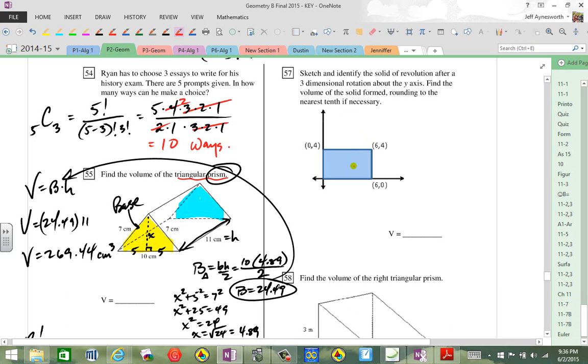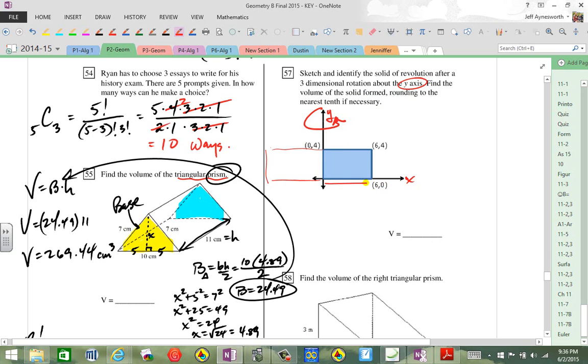So what we want to do is take this rectangle here, and we want to revolve it around the y-axis. Now here's the y-axis, and this is the x-axis. So what we want to do is revolve it this way. Okay? And we want to sketch and identify the solid of revolution after a 3-dimensional rotation about the y-axis. That's important. Find the volume of the solid formed. Okay, no problem. So we're going to swing it around this way here. And so what's going to happen, if I reflect this across the y-axis, you're going to get an identical rectangle over here.